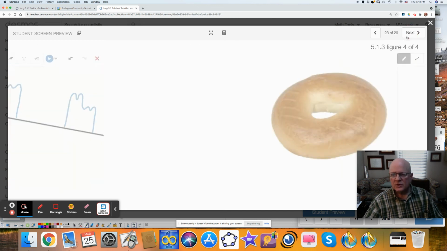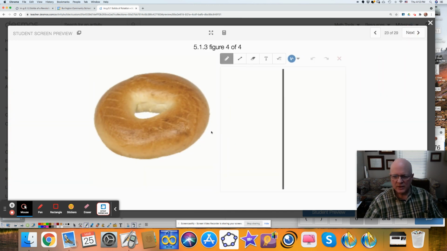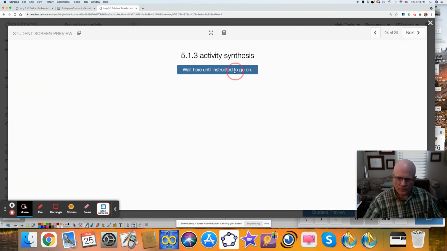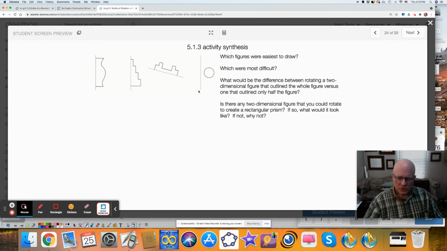The most difficult one by far was this. This is the bagel. People wanted to put it on the line, but I want to point out to you, if I were to take my bagel over here, I'll do it in a different color. If I were to rotate this around the axis here, and rotate this piece around, this is the half of the bagel. Can you see how it ends up being round like this? So here's the solution to those three.